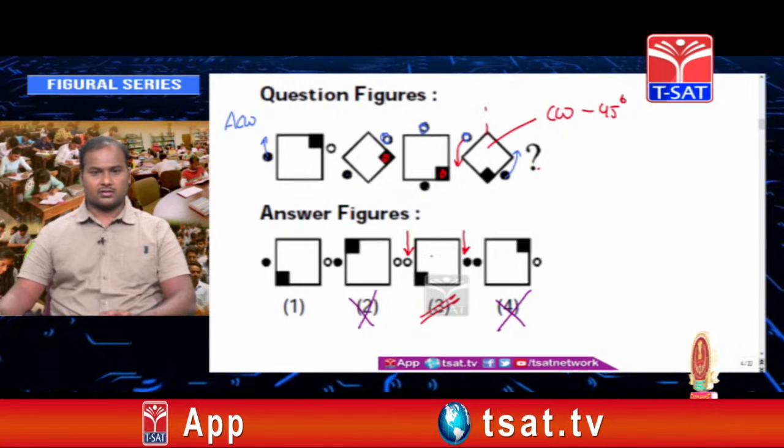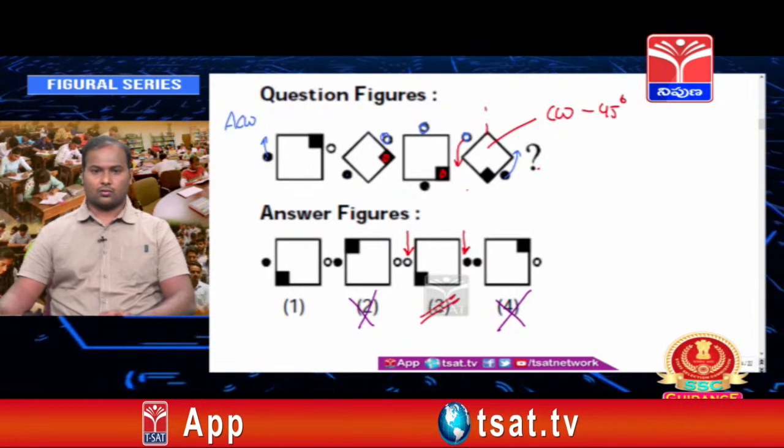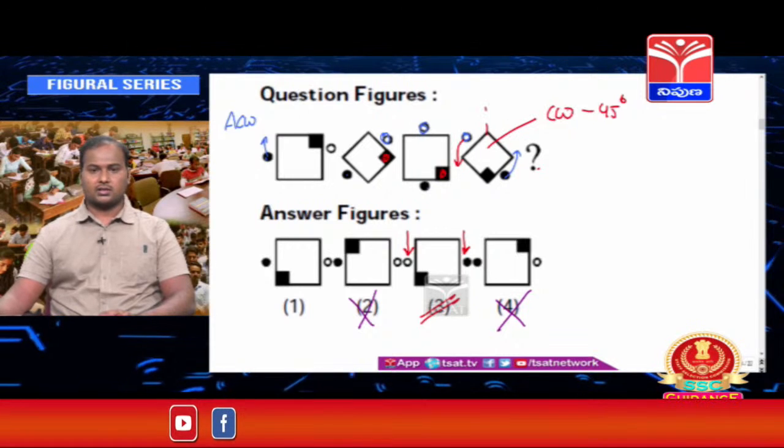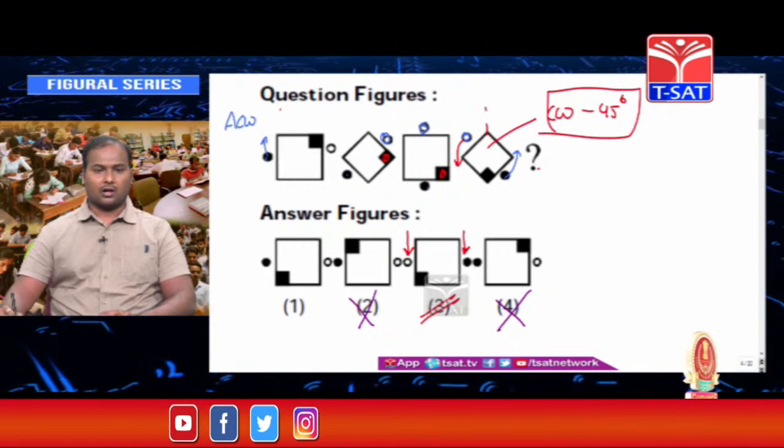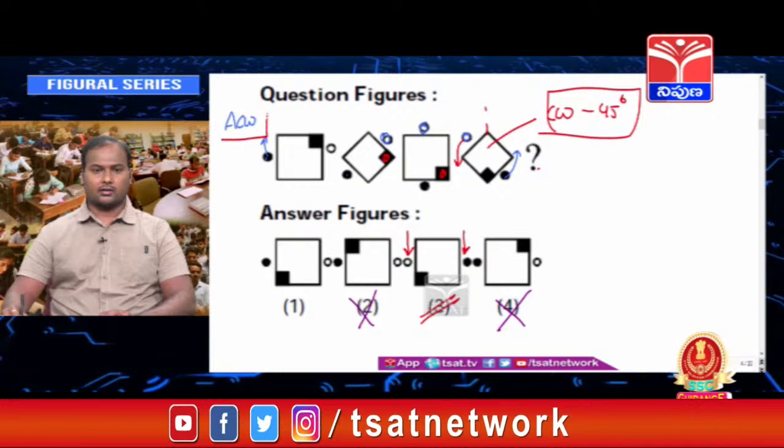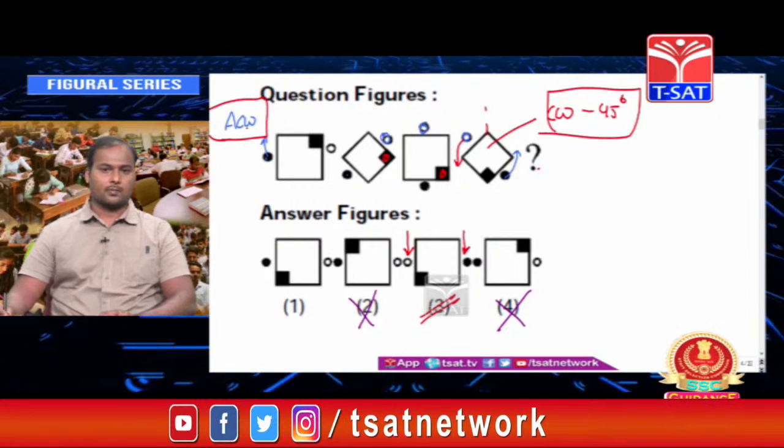Answer is option C. Here there are two rotations. What are the two rotations? The inner circle is rotating clockwise 45. And how are the outer circles moving? They are also rotating in the anti-clockwise direction.